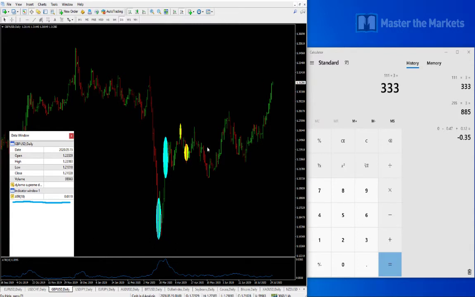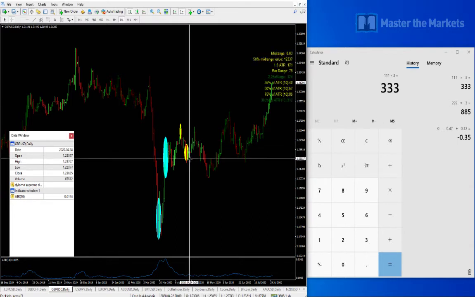Okay, then I'm looking for a confirmed swing low. Because I've got a confirmed swing high, now I'm looking for a low. I'm following the rule set that you can't have a swing high unless you have a swing low, and you can't have a swing low unless you have a swing high. So I'm alternating one between the other.